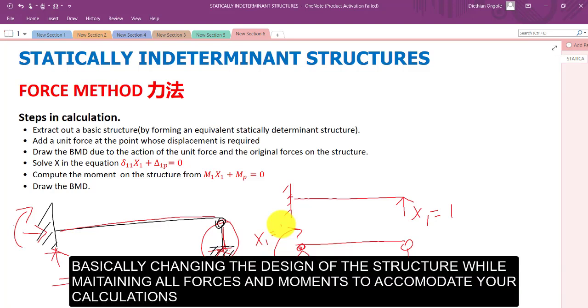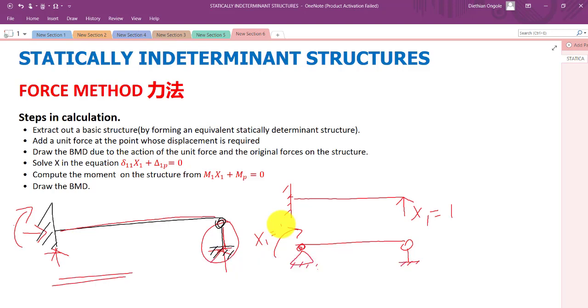From this, what we see is that in the first step of converting a statically indeterminate structure into a basic structure, there are different models that one can come up with depending on their preference. That is the first step.